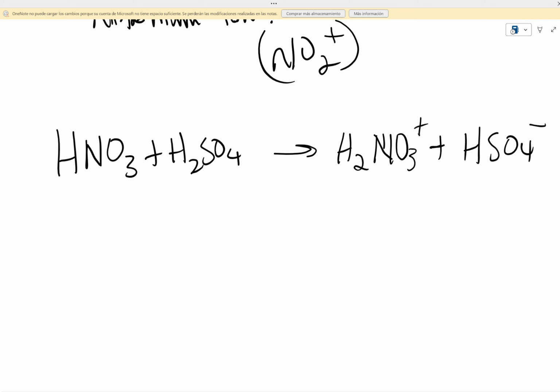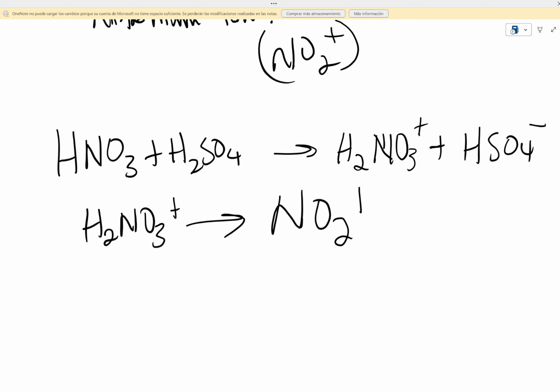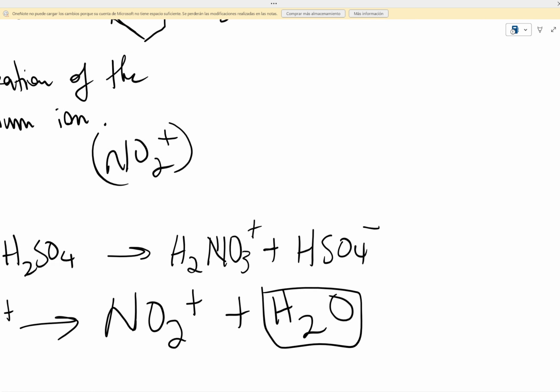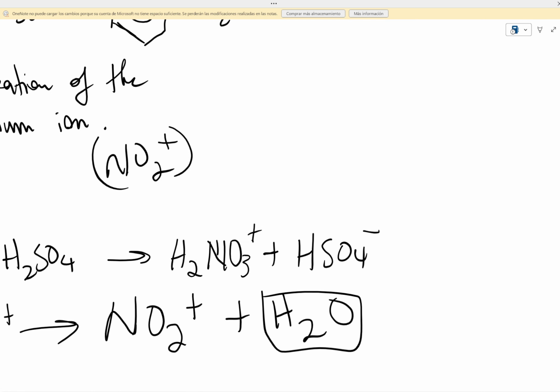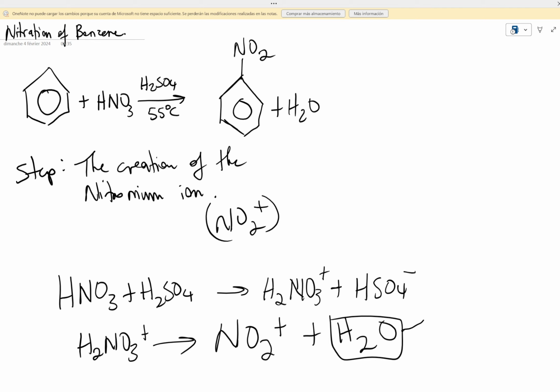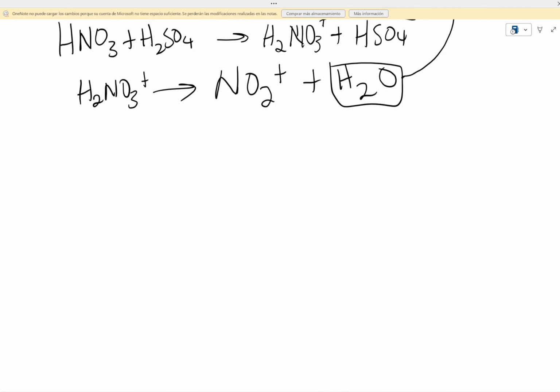Now we're going to be taking our H2NO3 plus, and that will now decompose to give us the nitronium ion in solution plus some water. So this is the water that we see being produced as a byproduct in the overall equation there. This is the water that we see.